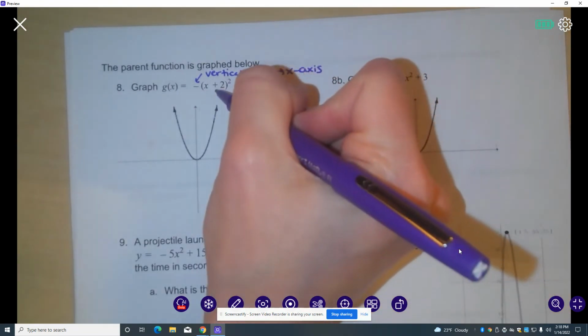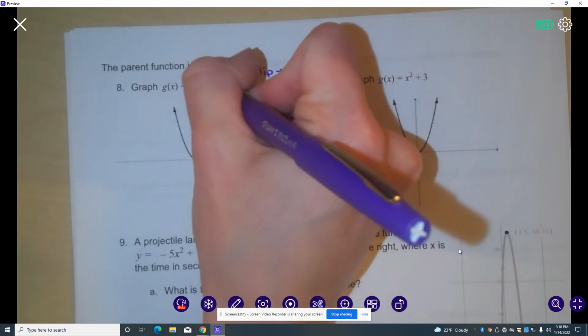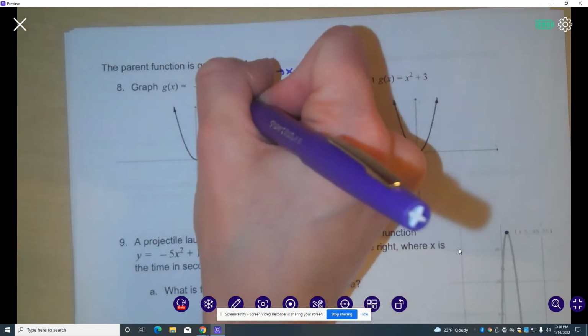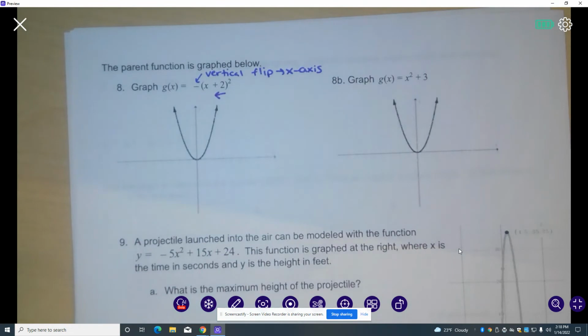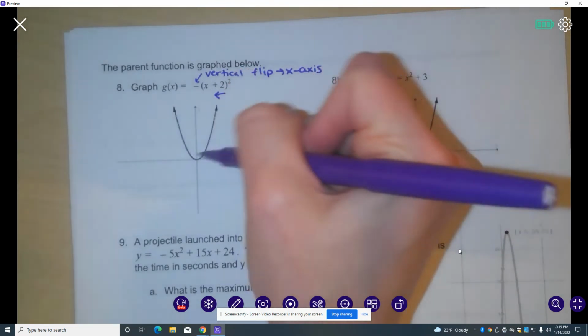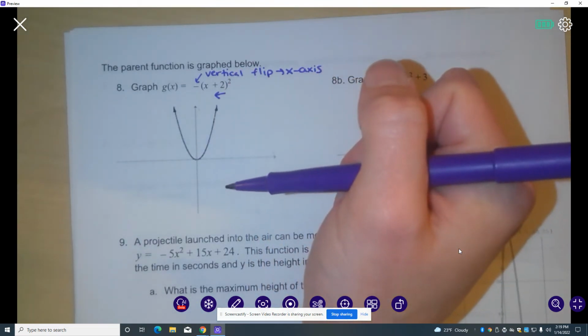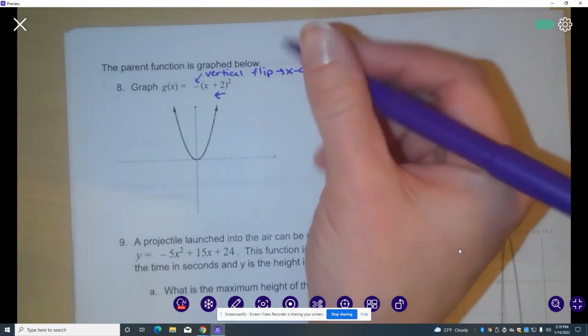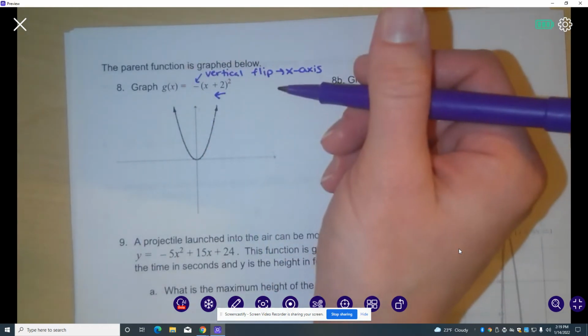And this plus 2 is a horizontal shift. Now remember, it's opposite direction you would think. So it's going to be 2 units to the left. Okay? So what I'm going to do is I'm going to imagine flipping this parabola and then shifting it 2 units to the left, or you could shift it 2 units to the left and then flip it.